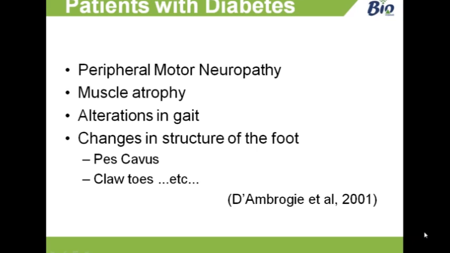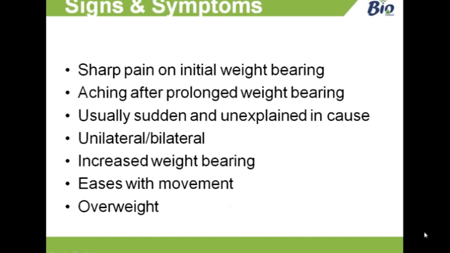So often patients with diabetes that get this condition, it may be because they've got peripheral motor neuropathy, which then leads to muscle atrophy. They may often have changes in the anatomical structure of their feet, so they might have claw toes or high arches or prominent metatarsal heads. And then as well, you've also got alterations in gait. So as I say, that's another group of people that this tends to be quite prevalent in.